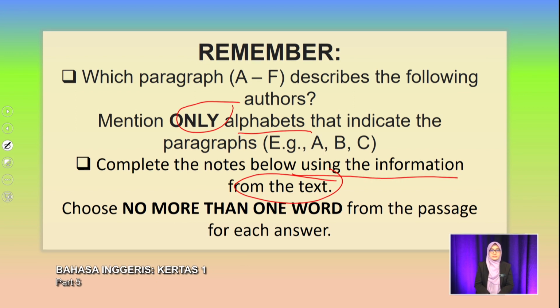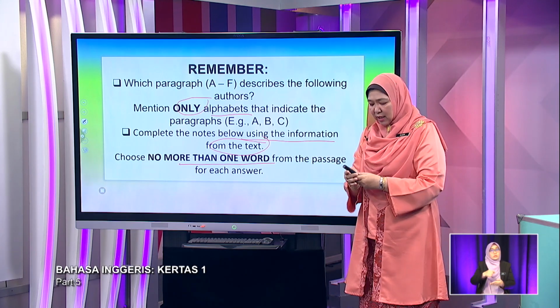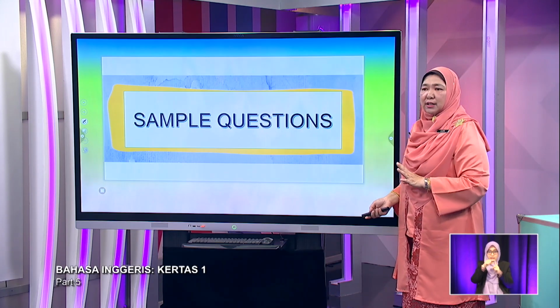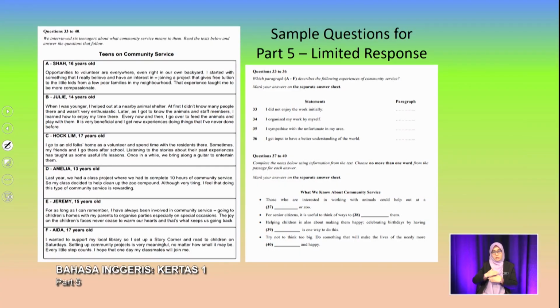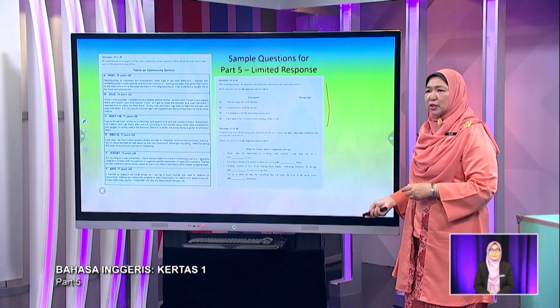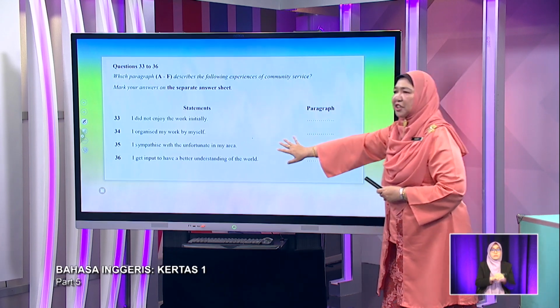In the instruction also, they will give you the word limit. So here, no more than one word, meaning the blank is for one word. I'll show you the sample question. This will be the layout where we have 6. Then this is task 1, and this is task 2. So 4 and 4. Let's go to task 1. For example, this is question 33 to 36.